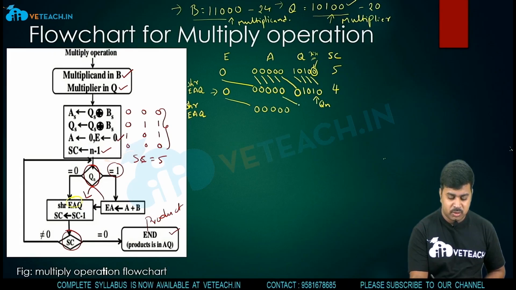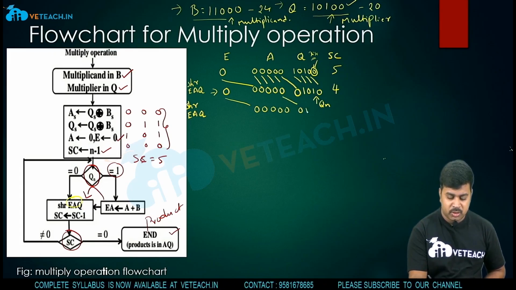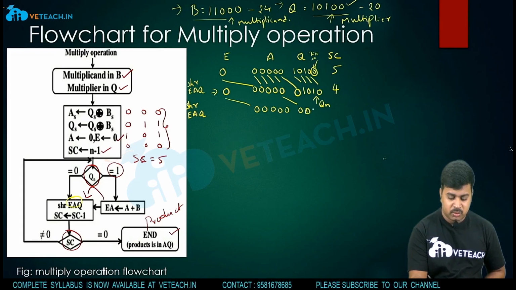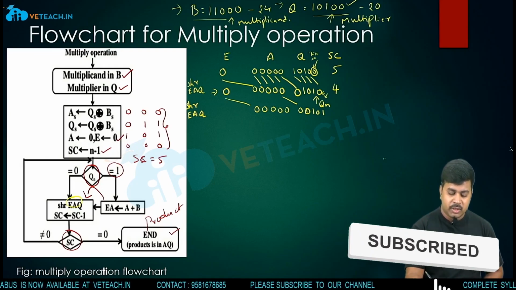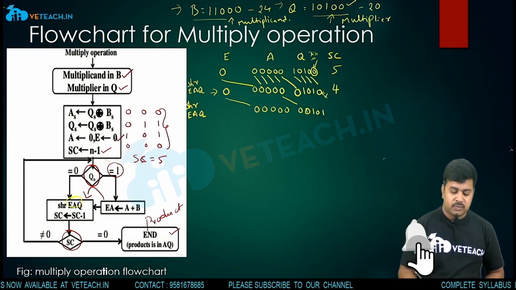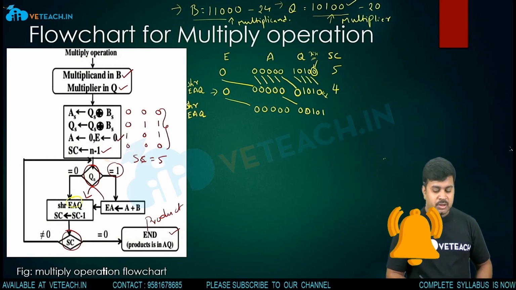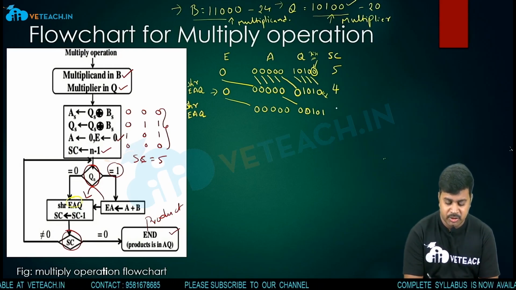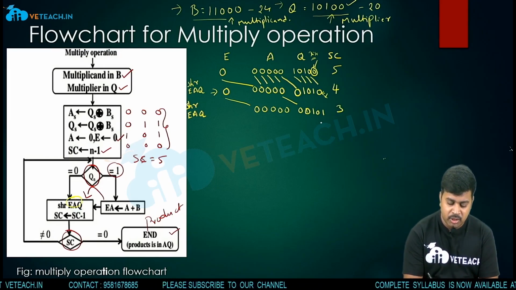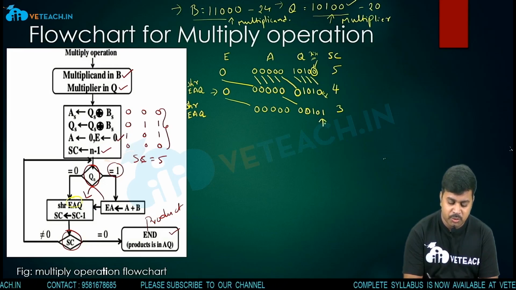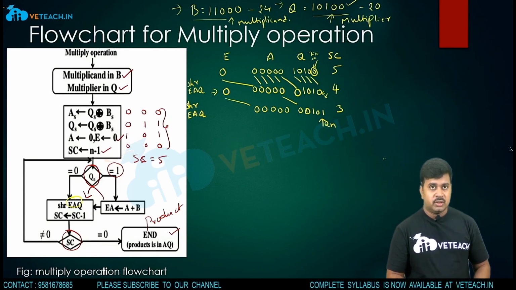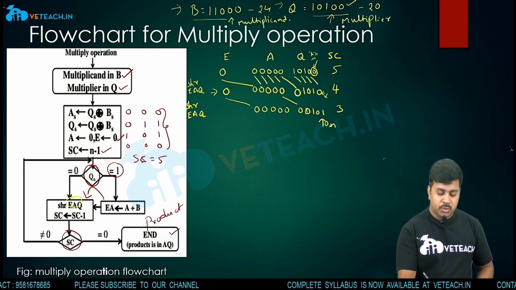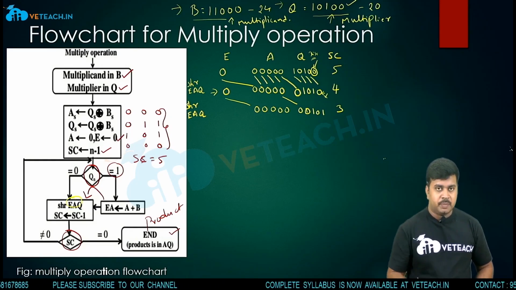So this 0 will go here, and 1 0 1 0 1. This bit will be discarded, and after doing this you have to decrement the sequence counter, that is 3, and again you have to check the value Qn whether it is 1 or 0. Here Qn is 1. That means you are going to do A plus B.